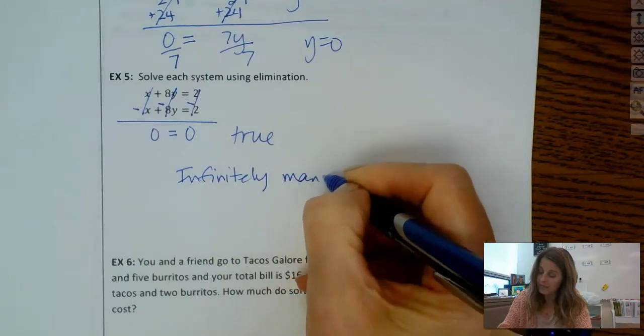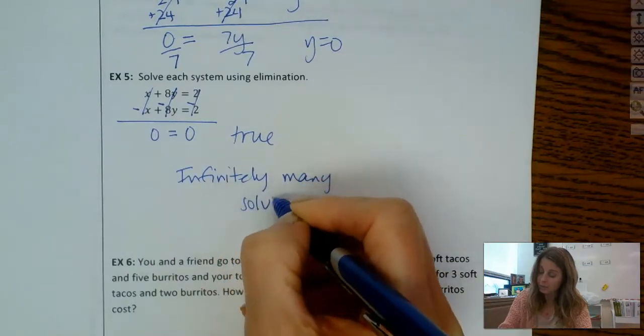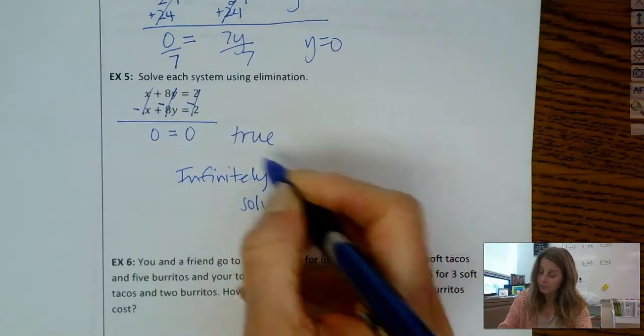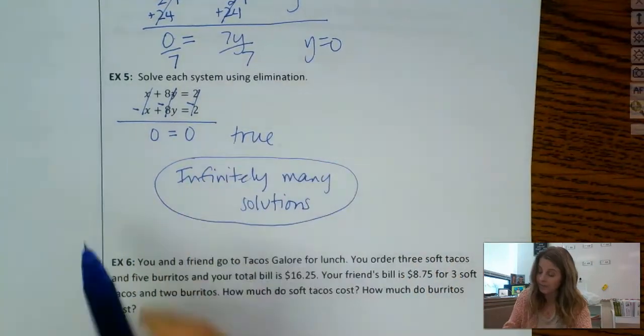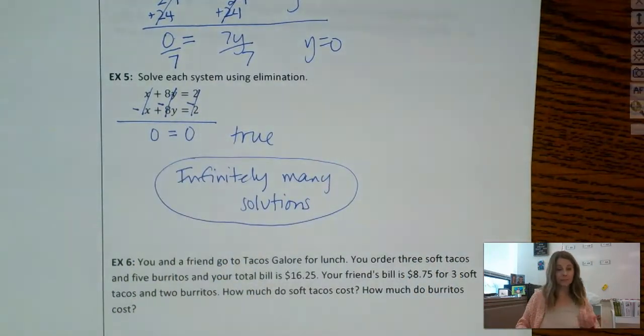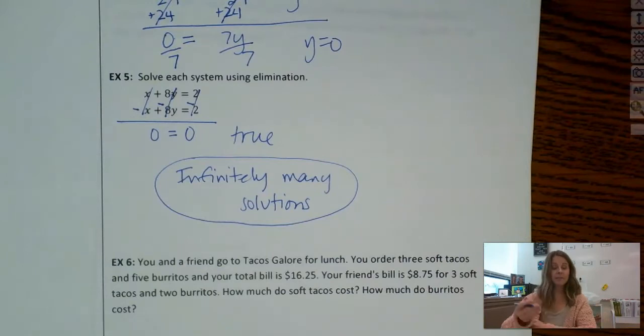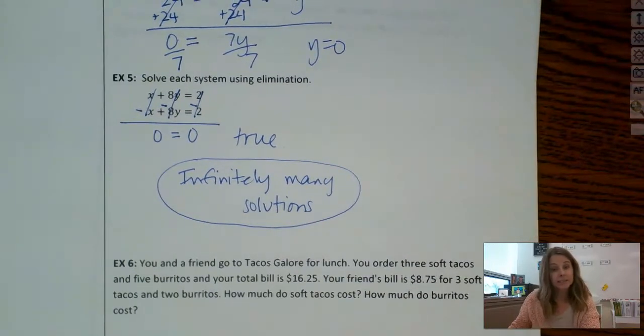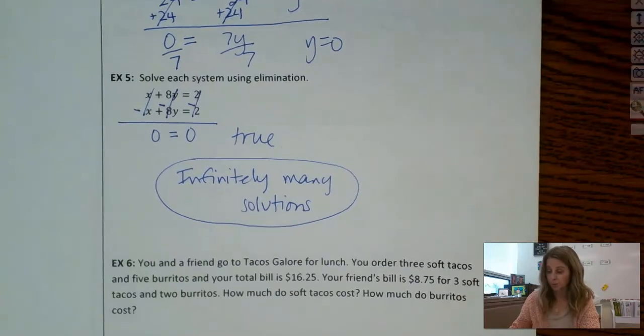Infinitely many solutions. And if you go back to the beginning, do you see how the equations are the same? So that means, envision graphing this. You're going to graph one line on top of the other because it's really just the same line. So it doesn't matter what numbers we plug in for x and y. I'm always going to get this to be true. Okay, let's apply this to a couple of word problems.